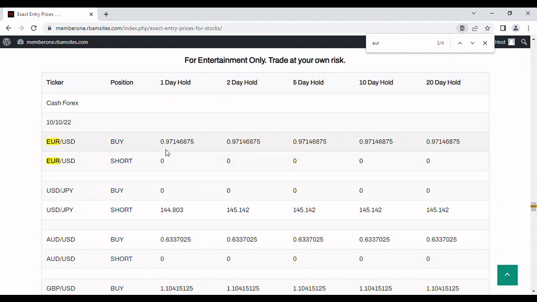If you take a look for tomorrow, Monday, the 10th of October, we've got 0.9714 for a buy, all the way stretched out to the same for the 20 days. So it's showing the same price all the way across. And again, essentially, if you got in, you would hold until you got a profit, and worst case, get out at the end of the prescribed holding period.